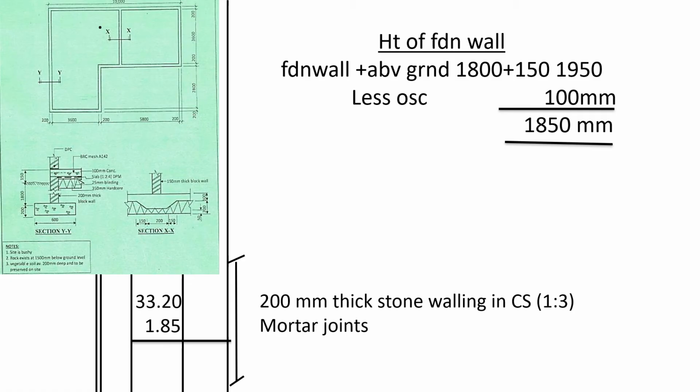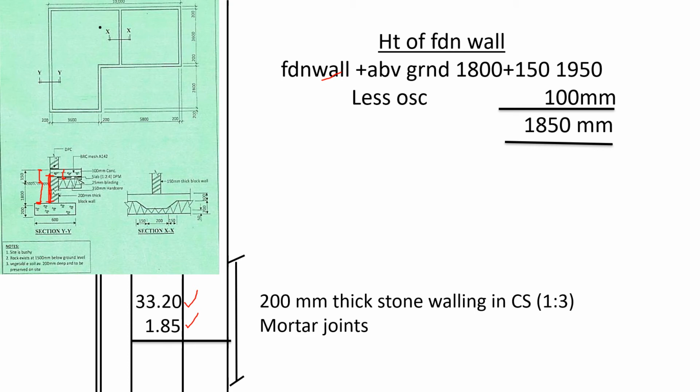So, 200 millimeters thick stone walling in cement sand ratio 1:3 mortar joints. We shall take the center length of the walls, then the depth of the walls. What is the depth of the wall? The foundation wall, from here on the section up to here, is 1800. If we add 150 to get to the top of the concrete, then we deduct this concrete, we shall be able to get from here up to here.